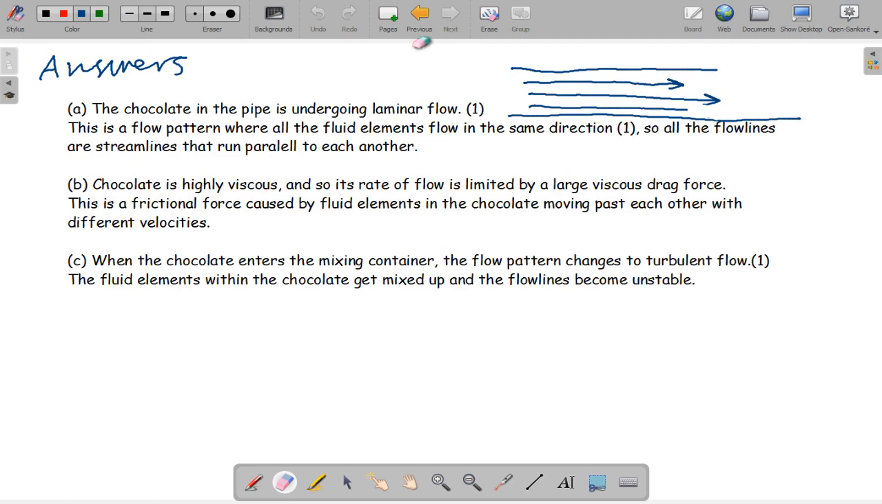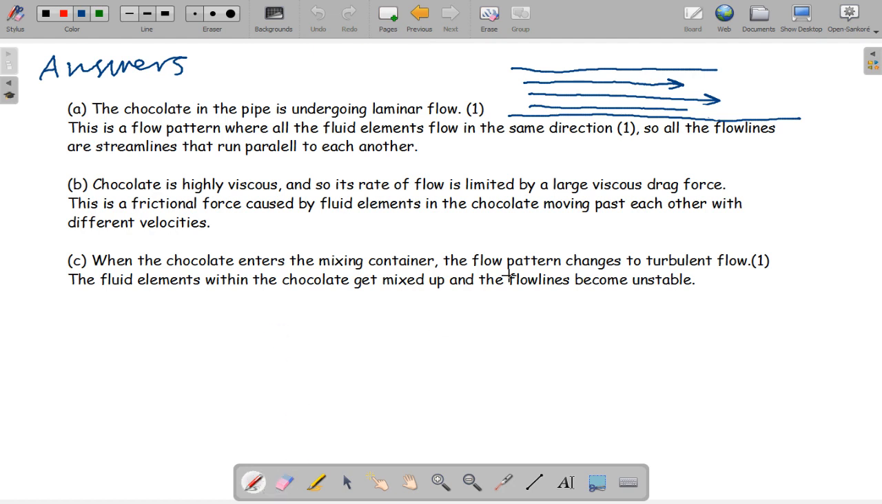And chocolate is highly viscous. For part B, its rate of flow is limited by a large viscous drag force. It's a frictional force caused by fluid elements in the chocolate moving past each other with different velocities. When the chocolate enters the mixer container, the flow pattern changes to turbulent flow, and the fluid elements within the chocolate get mixed up and the flow lines become unstable.